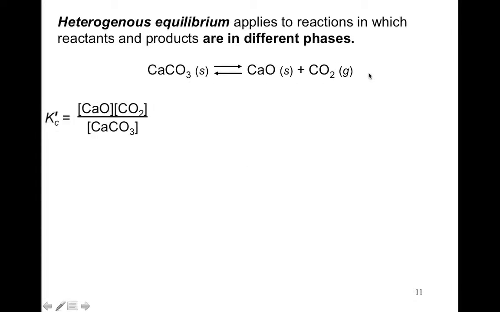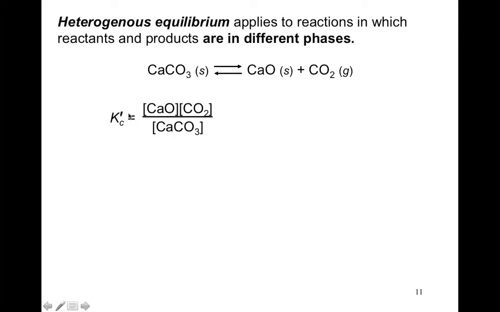So let's look at heterogeneous equilibria. A little bit tougher, but really not that bad. Reactants and products are in different phases, so solid, liquid, gas, that kind of stuff. So here we have a solid, calcium carbonate, goes to solid calcium oxide and gaseous carbon dioxide. When you write that, you would want to write it like this, product divided by reactant. But you remember mentioning earlier that we don't write solids in equilibrium expressions. We just don't. So you'd actually just write it like this.